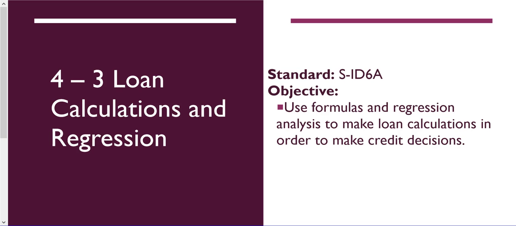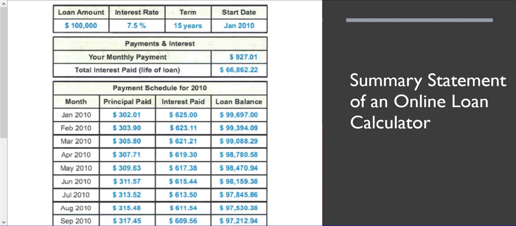In Unit 3, Lesson Learning Set 3, you're going to learn about loan calculations and regression. The objective for this lesson learning set is to use formulas and regression analysis to make loan calculations in order to make credit decisions. So the first thing we're going to look at is understanding an online loan calculator.